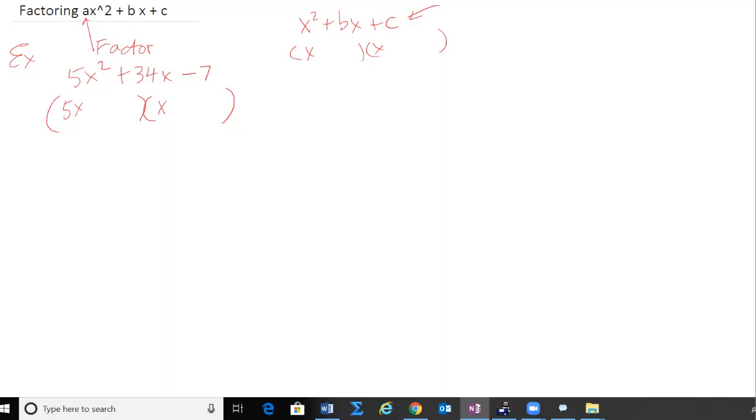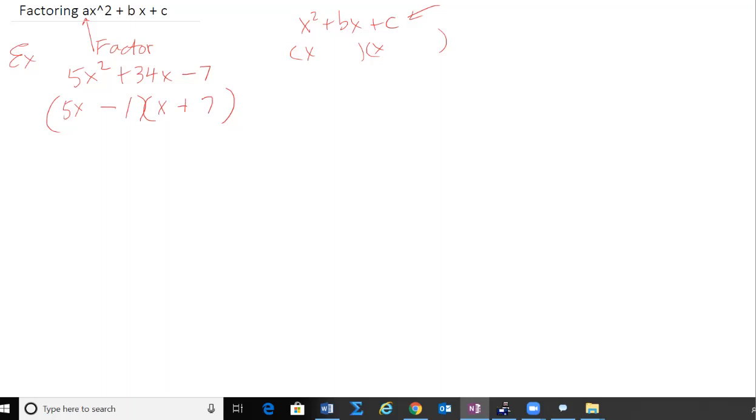Now, we need a -7 over here. So you don't have a lot of choices. You'll have to go with a 1 and a 7. And since it is negative, I got to make one of these negative. So maybe I'll make a -1 and a +7. So there is some trial and error here. We're going to see if this works.